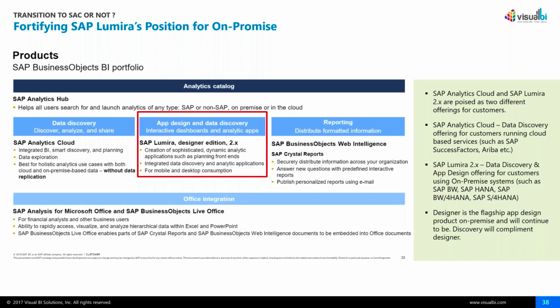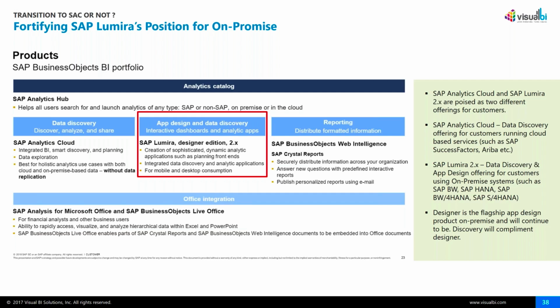Rather than think Lumira is dead, think Lumira Discovery is maybe in support mode, but Lumira Designer will always be the go-forward solution as long as you have your on-premise BW and on-premise HANA solution, because it integrates very well. It provides very robust applications. We talked about storyboards and dashboards and reports. Since it leverages your existing Business Objects platform, it continues to be central to the SAP strategy.